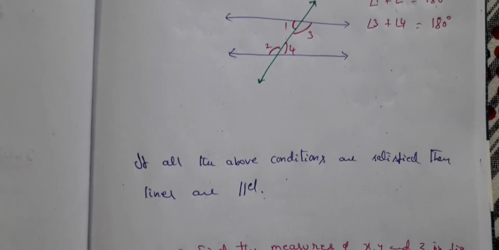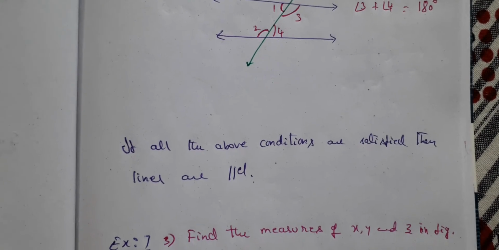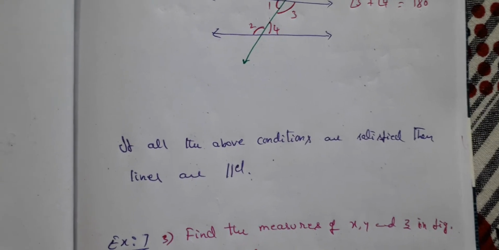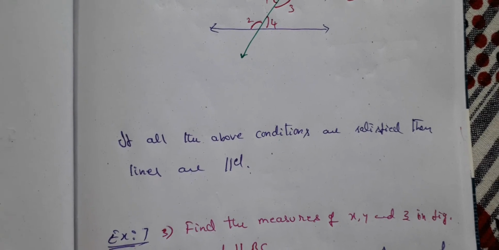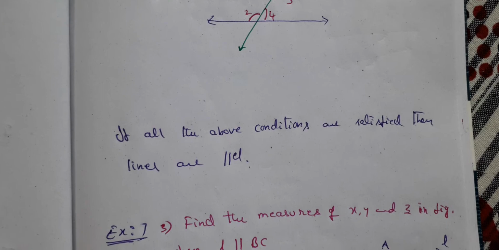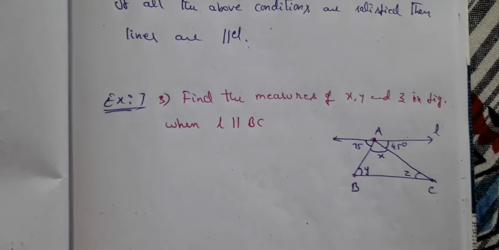And also the conclusion. Suppose if above all conditions are satisfied, then the lines are parallel. If it is not given as parallel, but these conditions are given, then obviously the lines are parallel. If parallel lines are given, then you can apply these conditions. Let's do one example problem here.